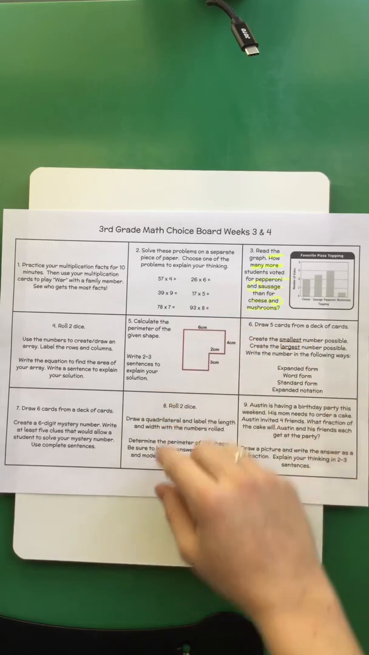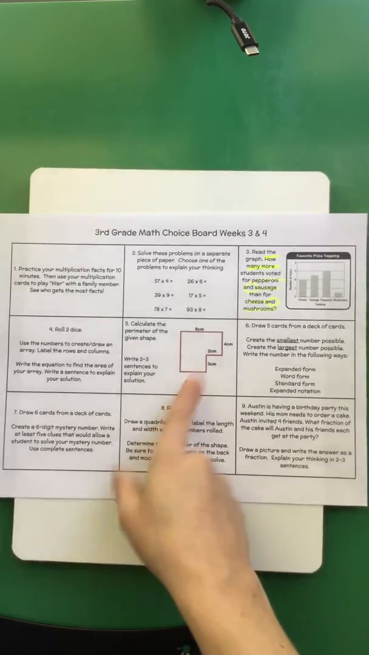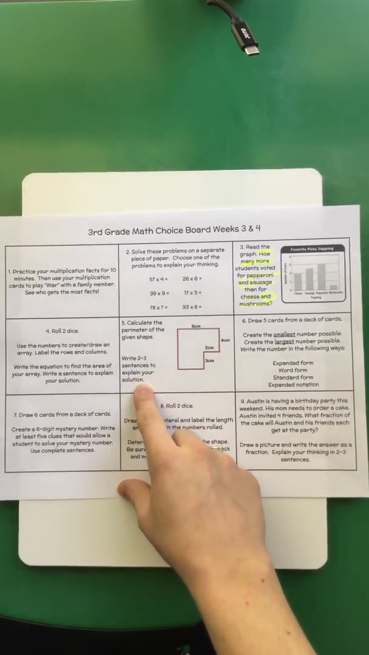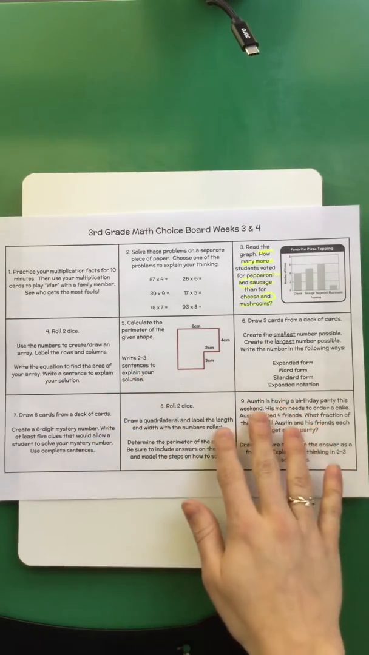They didn't give you all the sides, and you need to add up all the sides. So you've got to figure out first what your missing sides are, and then add it up. And then you're going to write 2 to 3 sentences to explain your solution. So just write that on the bottom of the paper, snap a picture, send it to me.